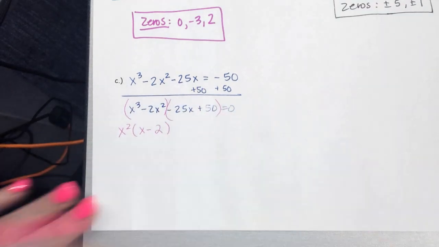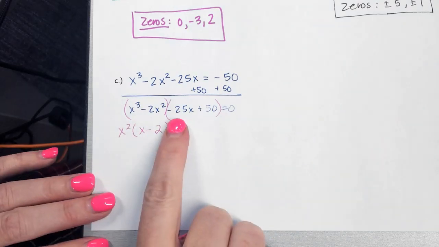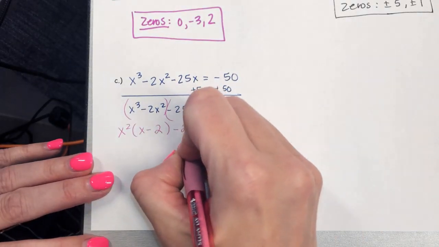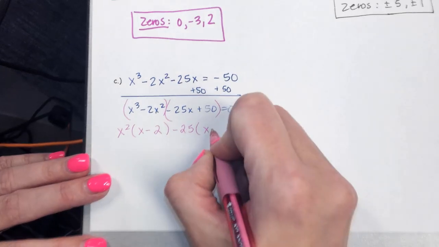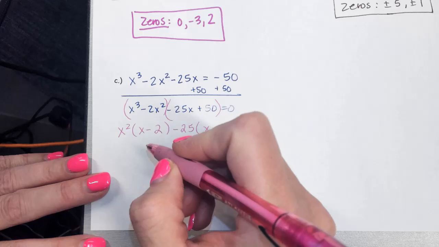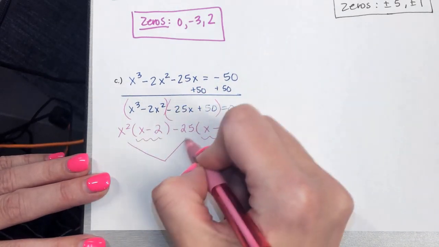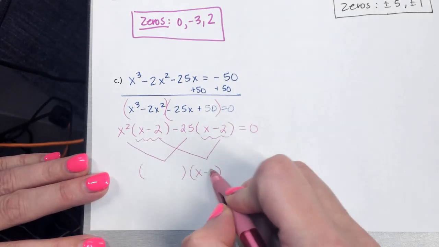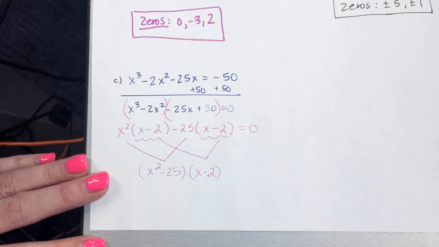Nice. Once you do that, okay, use this to help you decide what to take out here because you have that -25 in front, but you want the x to be positive. So if you take out the negative, this is going to make this x minus 2, okay, and then these should always match, okay. From there, you have two parentheses. One of them is the x minus 2, one of them is the x squared minus 25.